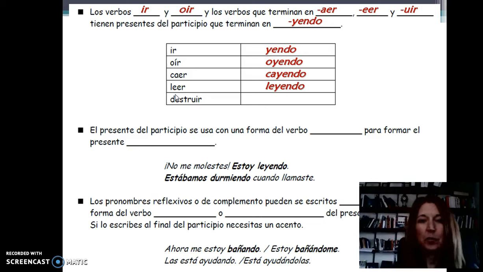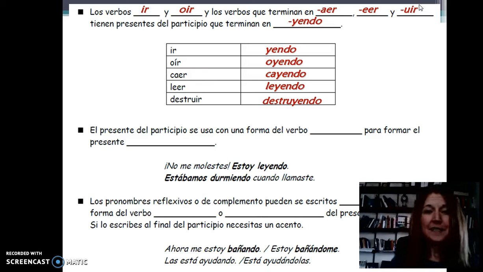Próximo es el verbo destruir. Destruir is one of those huir verbs, and the huir verbs also have a Y ending, and that is going to be destruyendo. El terremoto está destruyendo la ciudad. Okay? The earthquake is destroying the city.